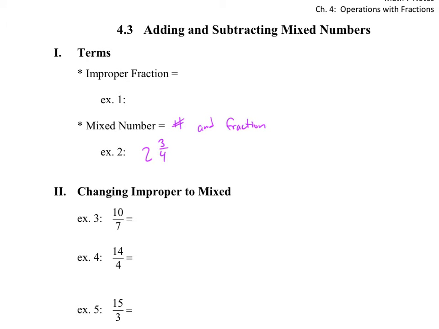An improper fraction is where the numerator is larger than the denominator. In other words, the top number is bigger than the bottom number. For example, 10/7.